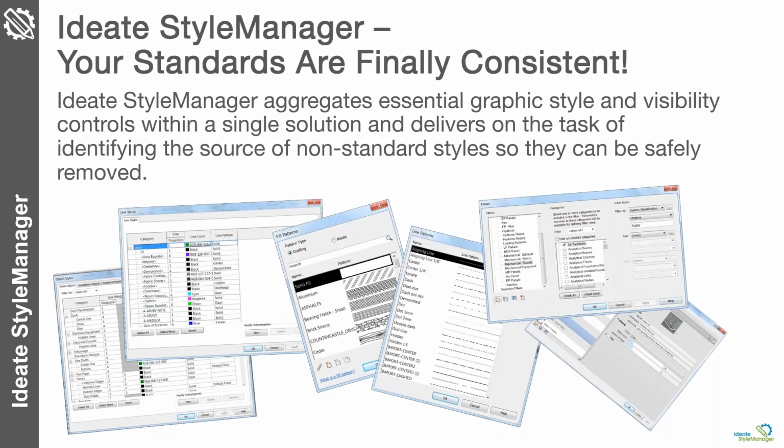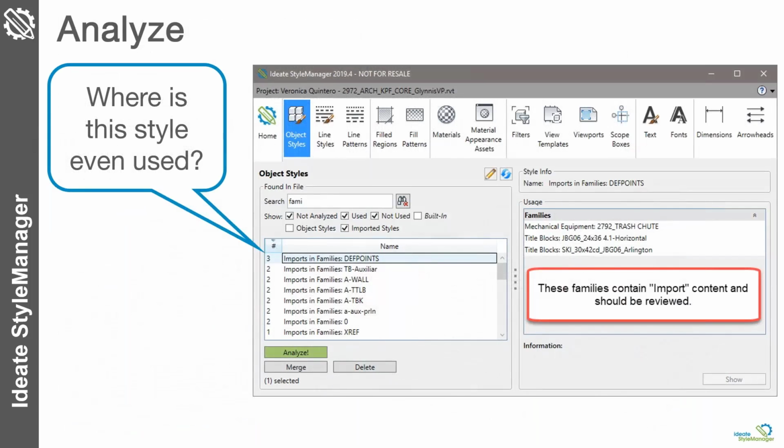So how do you manage all of these things? And that's really where Ideate Style Manager comes into play. So the first thing that is most important is to understand what styles you have in your project, right? And where they're being used. So Ideate Style Manager allows you to analyze and understand where each individual style is being used.